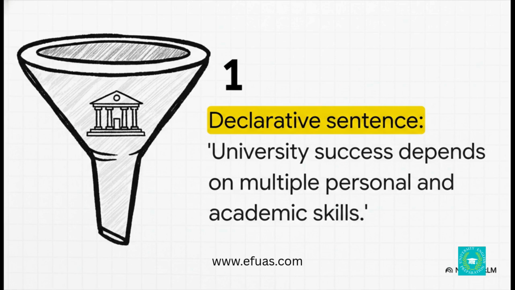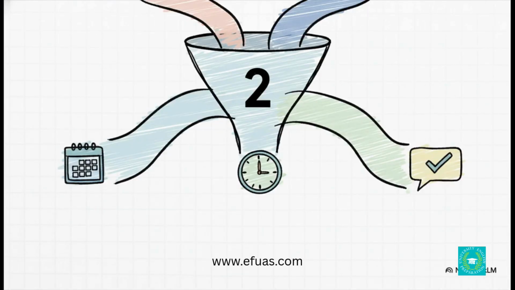See how broad that is? We're not arguing anything yet. We're just stating a fact that most people would agree with to set the stage. Now for step 2, where we narrow that funnel. We're going to connect that big idea to our specific topics. So we add this sentence. Among these skills, the ability to plan, manage time, and seek feedback effectively are crucial.